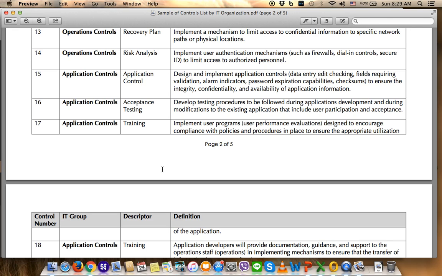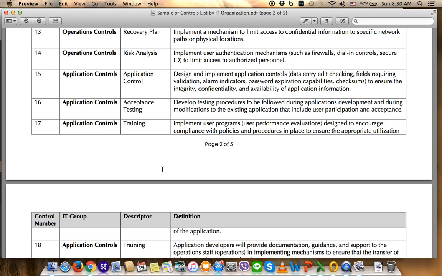The next is acceptance testing. We can say UAT, user acceptance testing, meaning that we develop the testing procedure to be followed during application development and during modification to existing applications, which includes user participation and acceptance.